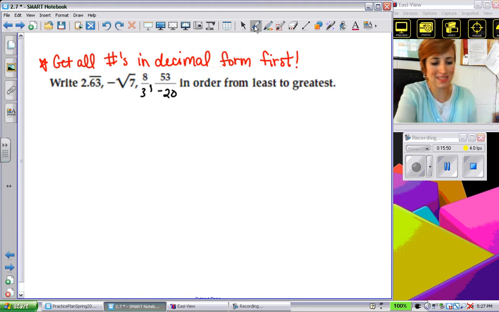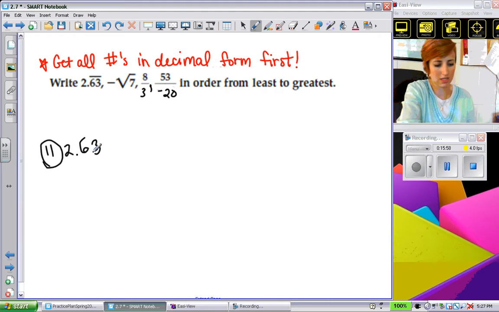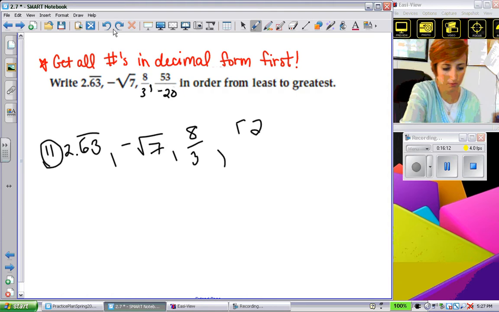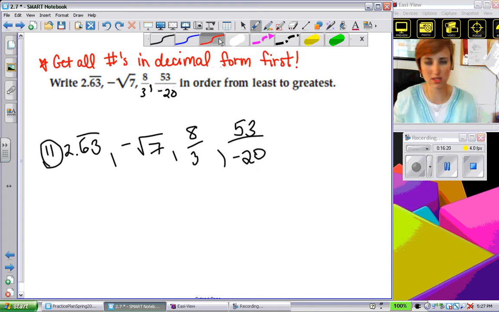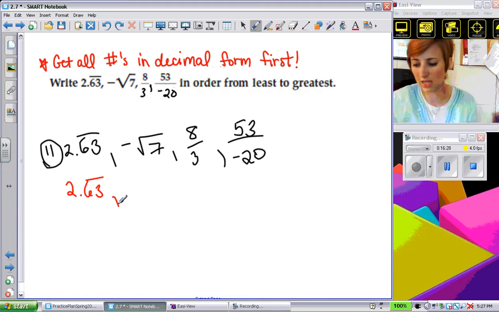Our very last example, once again when you get in decimal form. Example 11 gives us 2.63 repeating, negative square root of 7, 8 over 3, and 53 over negative 20. And once again, we're dealing with different types of numbers. Let's get them all as decimal. The very first one's already in decimal form, 2.63 repeating. Our next one's a negative square root of 7.